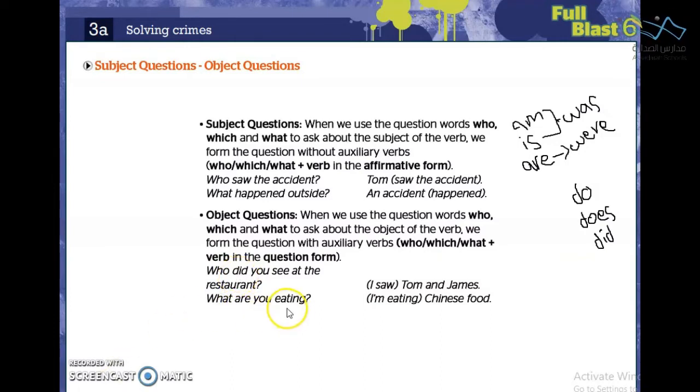What are you eating? Chinese food. Or I am eating Chinese food. Look at this question. What is followed by an auxiliary verb are, then the subject, then here we have the verb eating. We add ing to it because this question is in the present continuous tense. So the formation came as what are you eating?